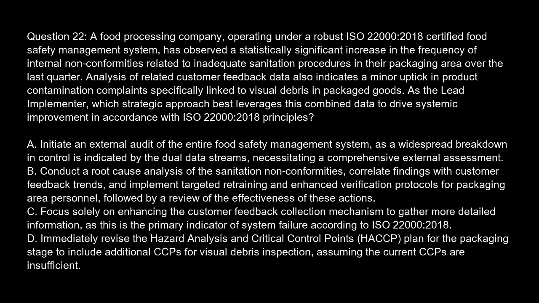Option C. Focus solely on enhancing the customer feedback collection mechanism to gather more detailed information, as this is the primary indicator of system failure according to ISO 22000-2018. Option D. Immediately revise the hazard analysis and critical control points, HACCP, plan for the packaging stage to include additional CCPs for visual debris inspection, assuming the current CCPs are insufficient.